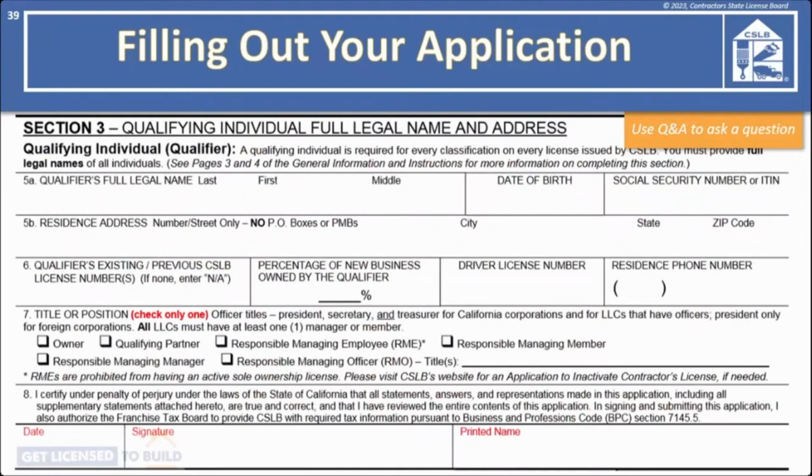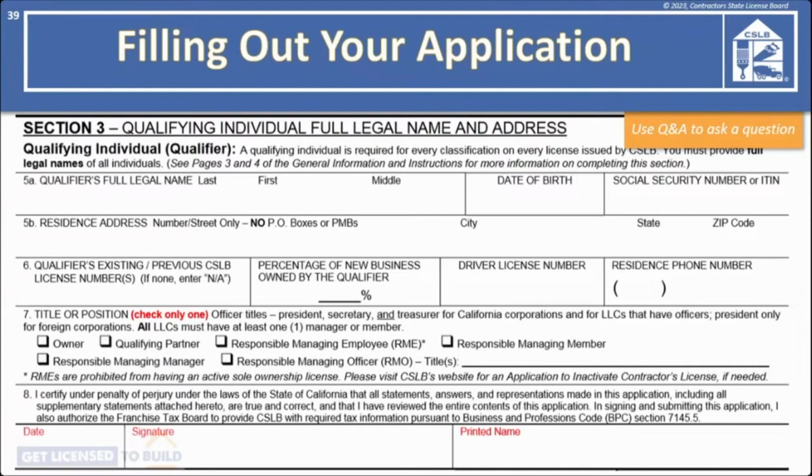Parts of the application, Section 3, qualifying individual full name and address. In Section 3, you will list the qualifier's information. Remember, the qualifier is the person that meets the experience requirements and will be responsible for the direct supervision and control of construction operations. The qualifier will be the person taking the exams. On line 6, you will list any previous or current license numbers you've held. You will also need to list the percentage of the new business owned by the qualifier.